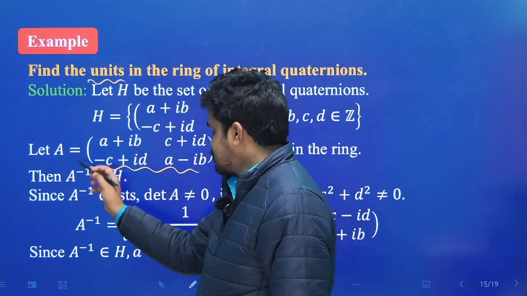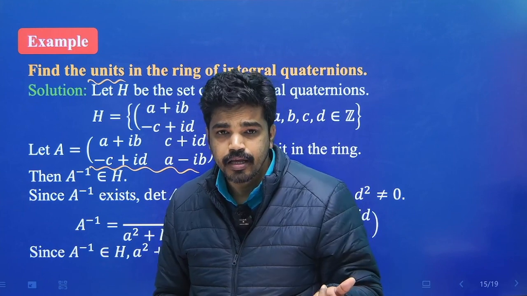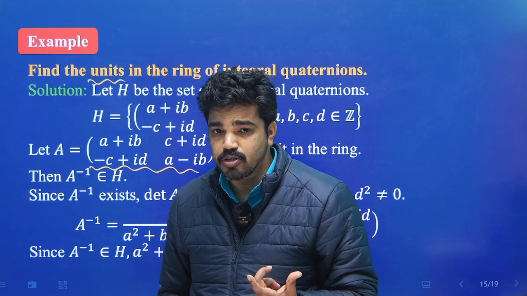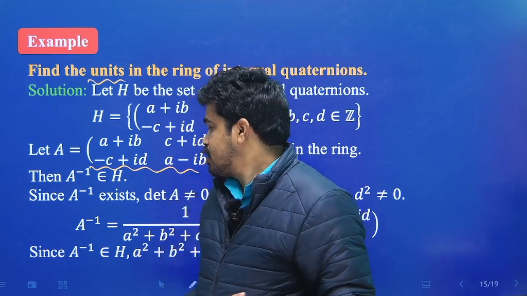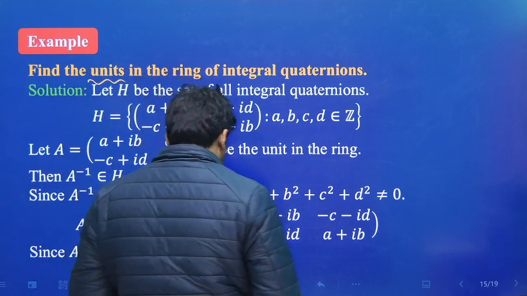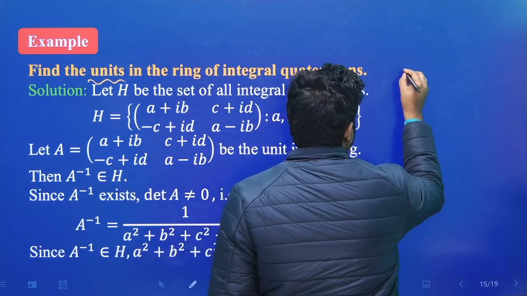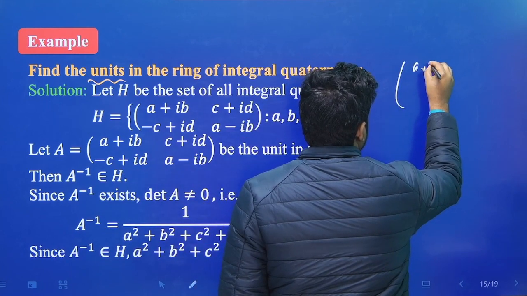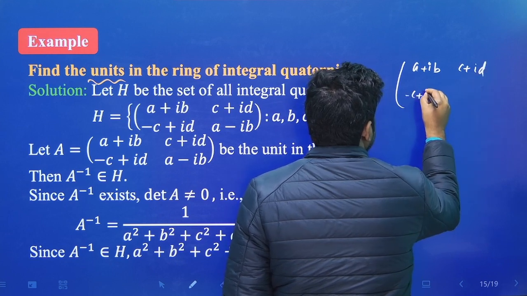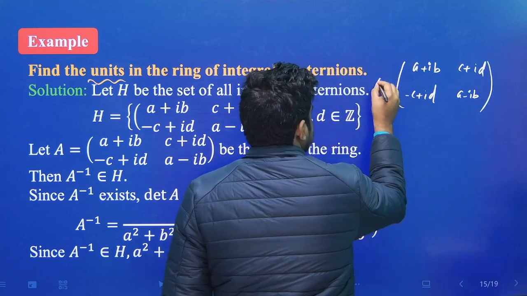এবার দেখো A inverse exists, that means determinant A is not equal to 0. A matrix A is said to be invertible if determinant A is not equal to 0. That means matrixটা নন সিঙ্গুলার হবে। এবার এই ম্যাট্রিক্সটার ডিটারমিনেন্ট কি হবে, জাস্ট সি। ম্যাট্রিক্সটা হচ্ছে A plus IB, C plus ID, minus C plus ID and A minus IB, right? This is the matrix A.